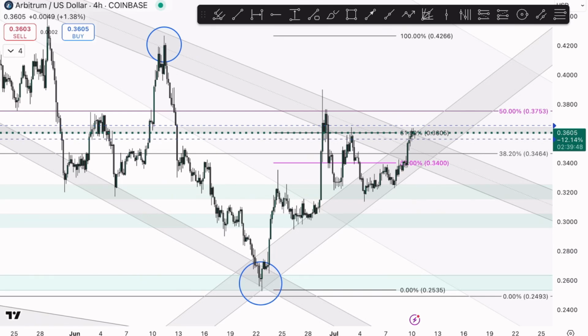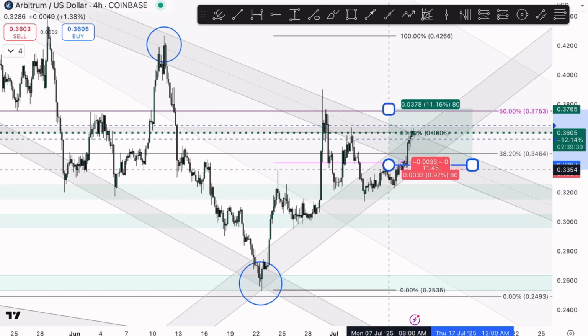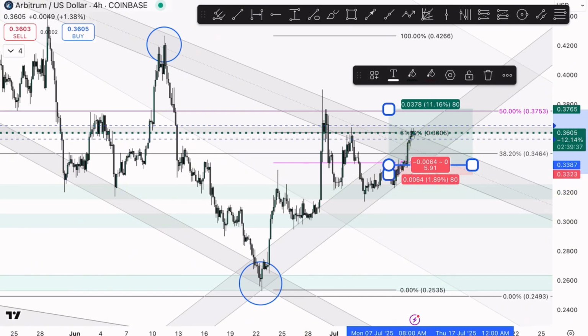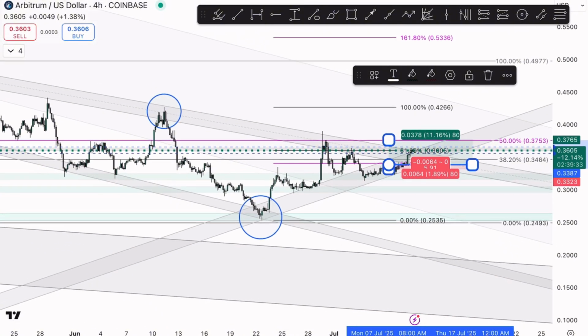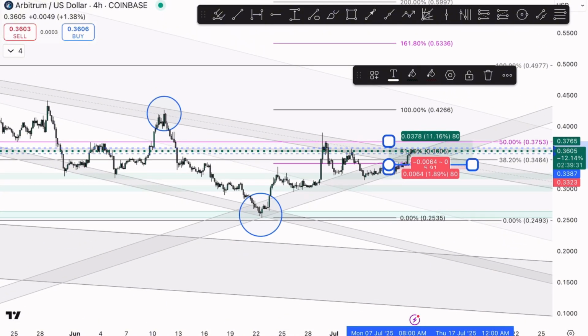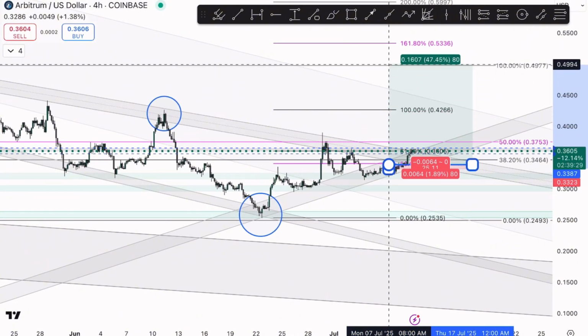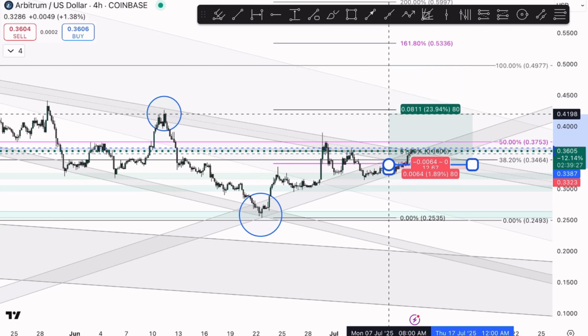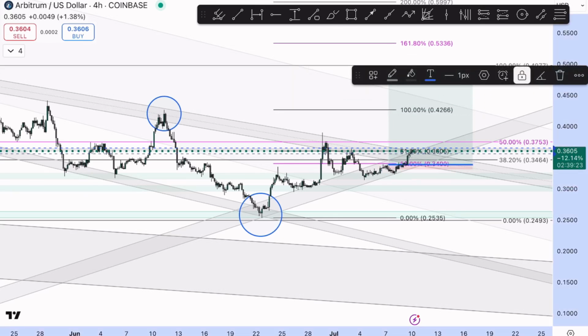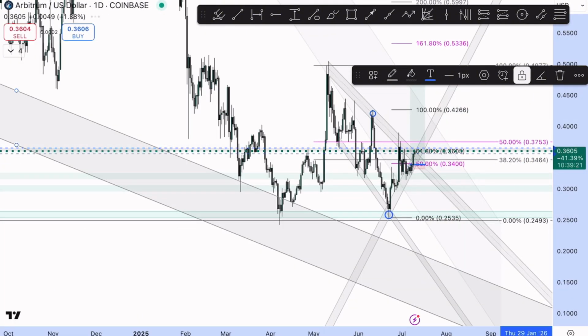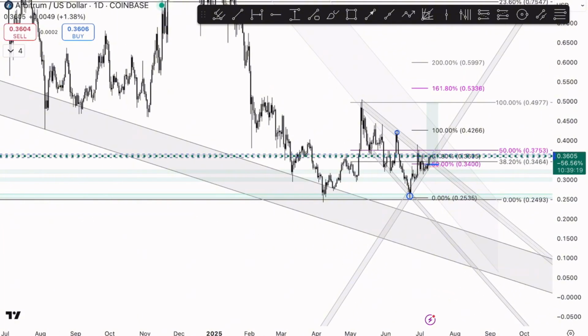But let's just say it hit below my 50%, and I was able to get less than 2%. Right? Where would be my target? My target would be probably back up to the 100%. Somewhere between here and here. And that would be based off of the higher time frame, right? If it could do that.